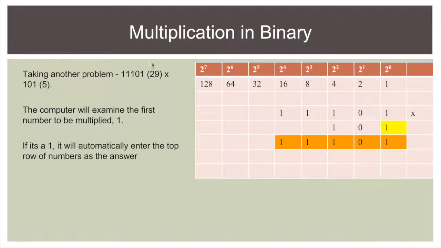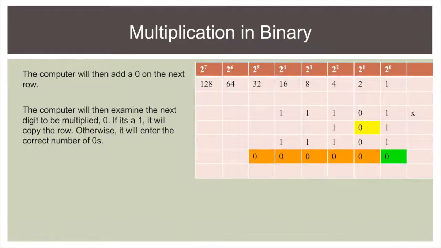As another example, we're going to use 11101 times 101, okay. So the computer examines the first number, and that's a 1, so then it writes the first line here because it's a 1. They're going to be the same. Then it examines the next number, and it says, oh, that's a 0, so that means the whole line will be 0.